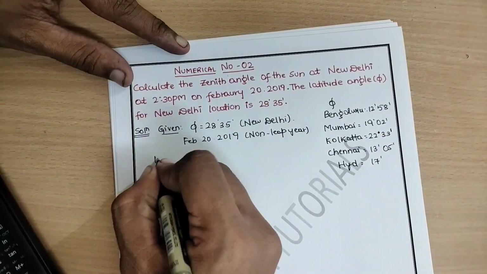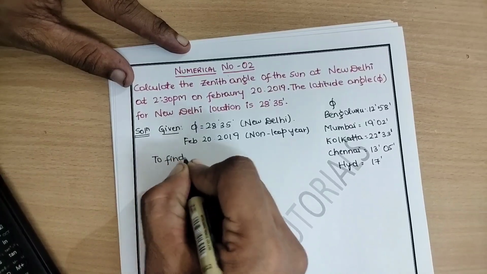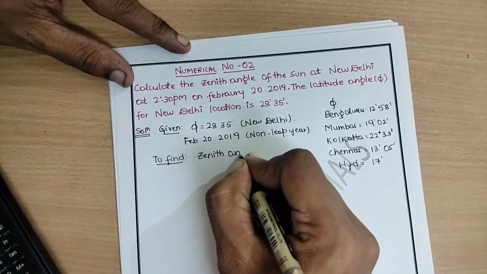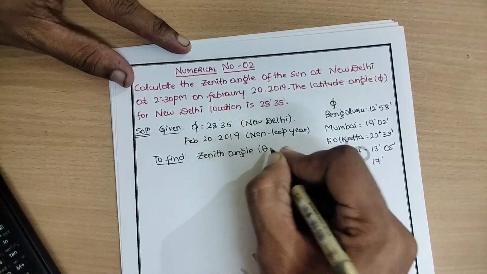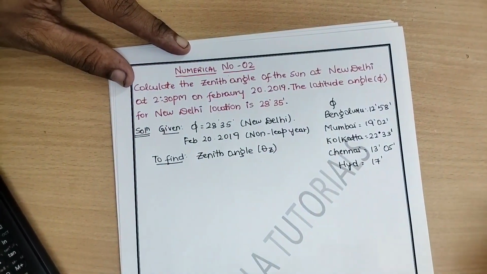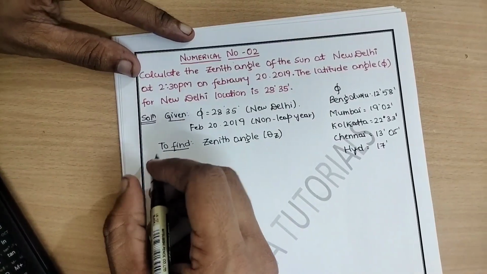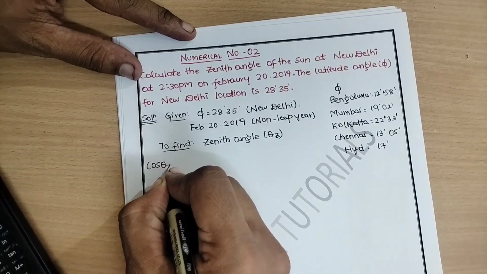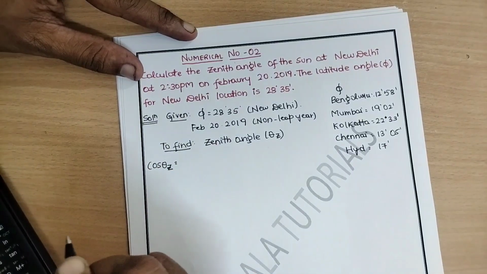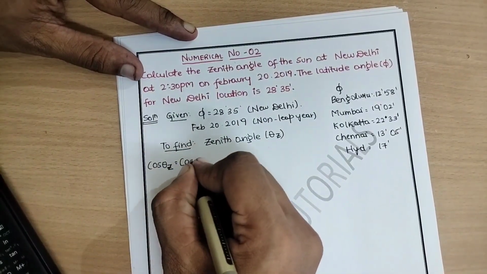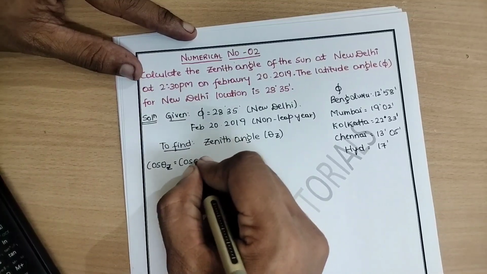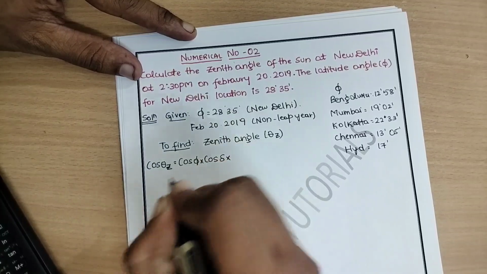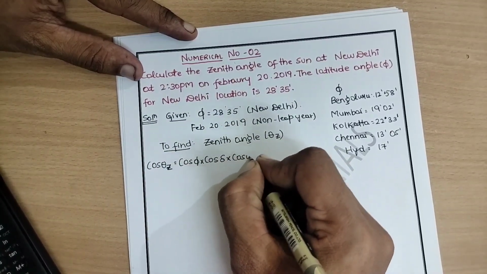Okay, what is it that we are supposed to find out? We are supposed to find out the value of the zenith angle, the very important term that is represented as theta z. So the zenith angle is given by an equation. Cos of theta z is equal to, very important equation, cos of phi into cos of delta into cos of omega.